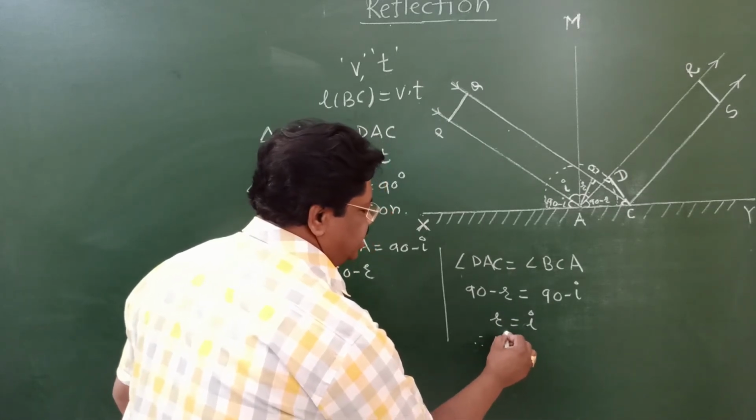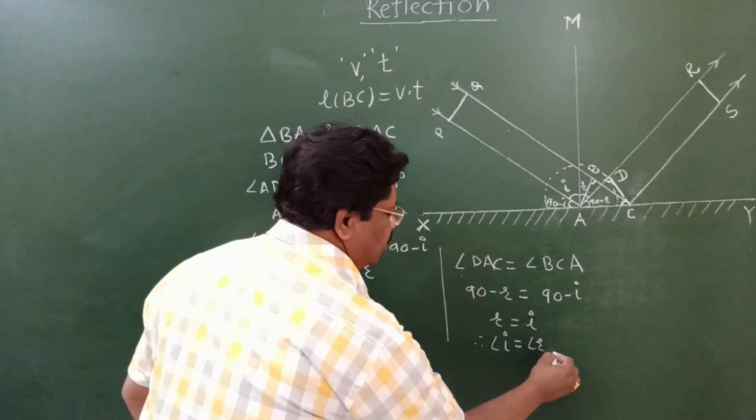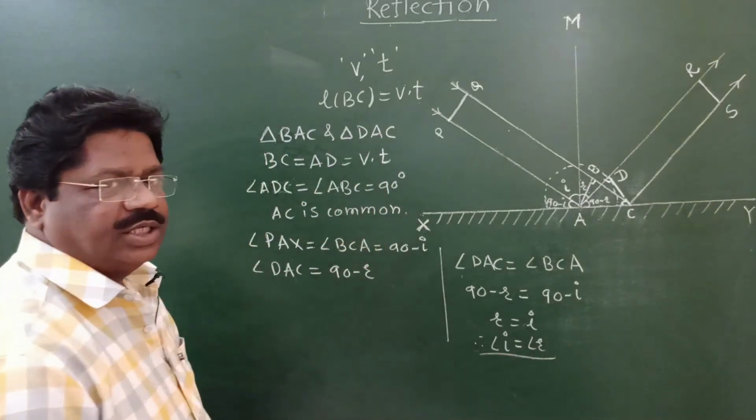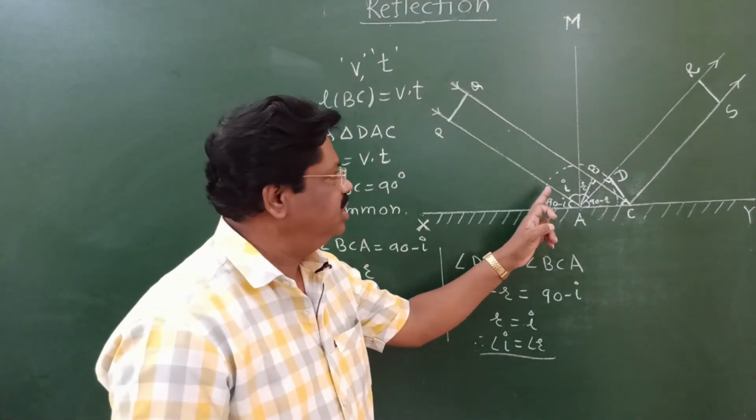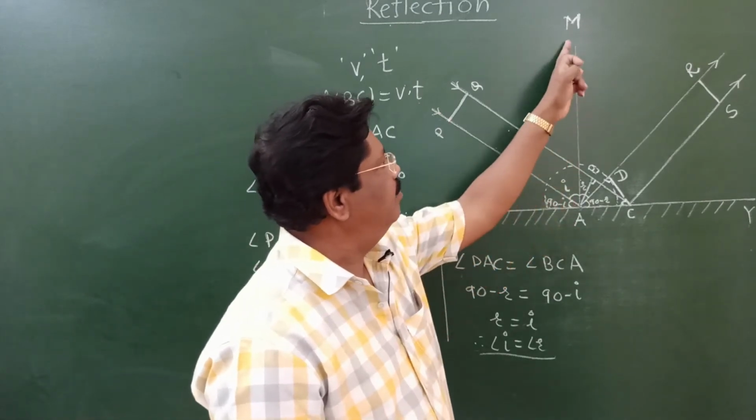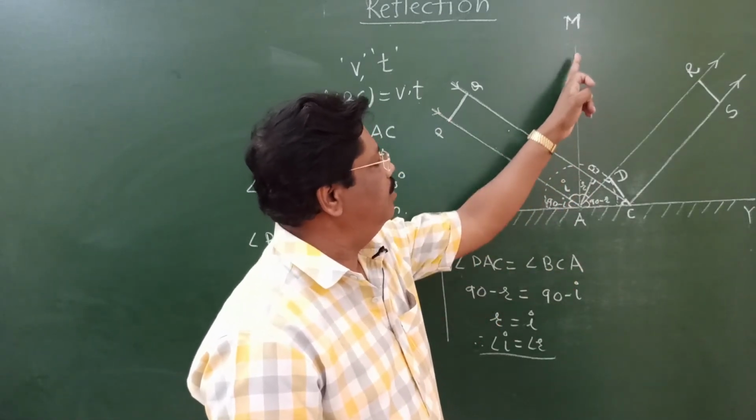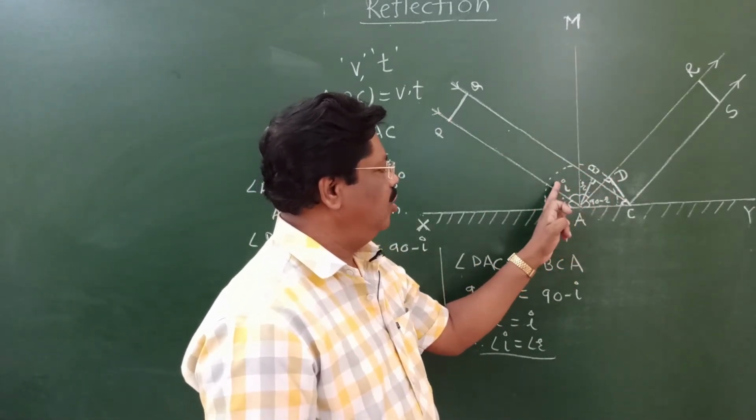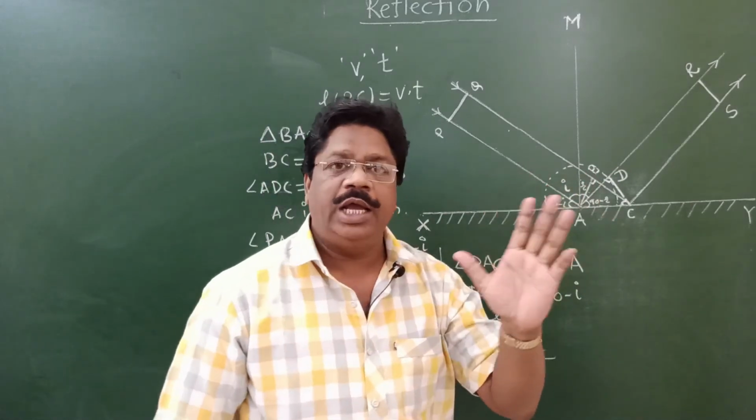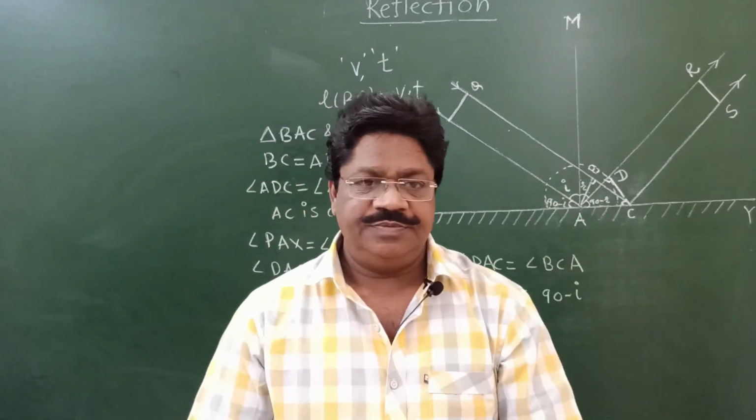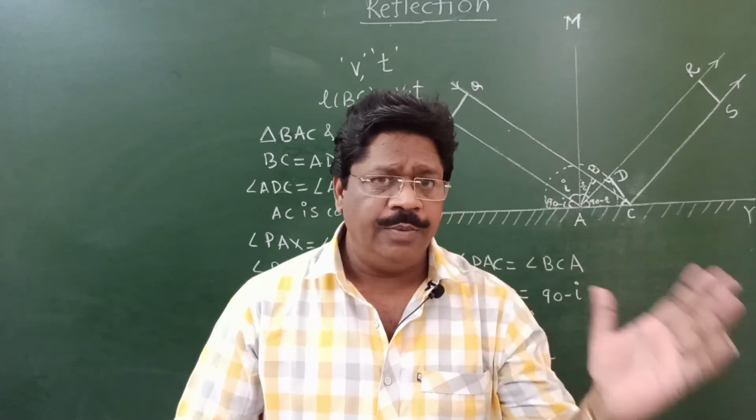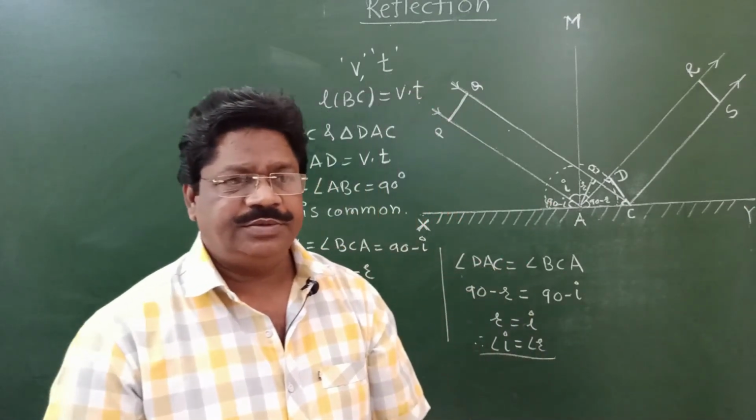Therefore the angle of incidence I is equal to the angle of reflection. The angle of incidence, angle PAM, is equal to angle MAD. The angle of incidence is equal to the angle of reflection. Thus we can prove the laws of reflection.